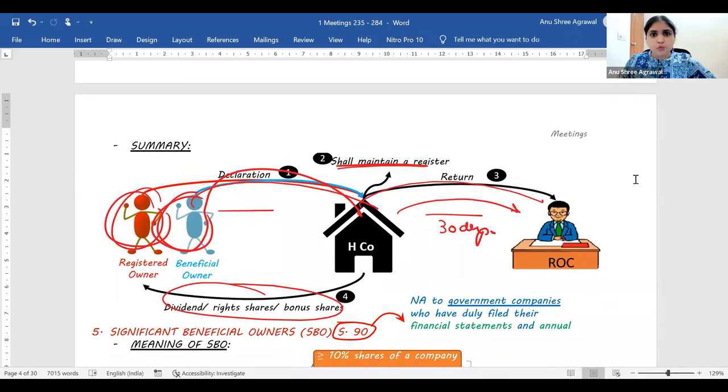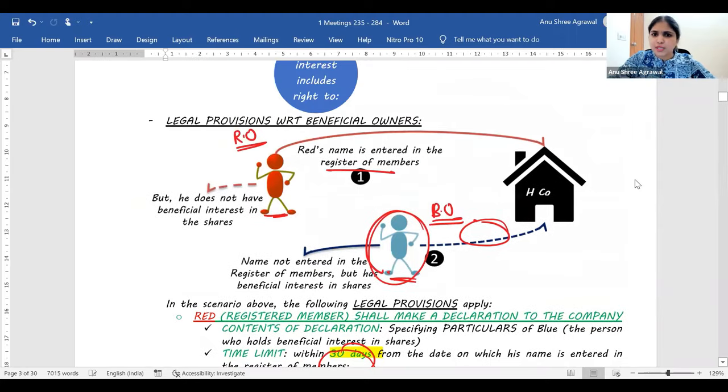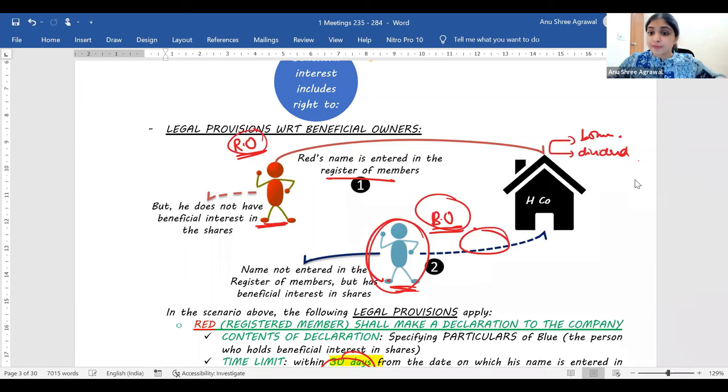Red and Blue have both informed the company. Red has told the company Blue is the beneficial owner. Blue has informed the company that I am the only one who is actually enjoying the shares and not Red. Now, this company is declaring bonus shares and dividend. To whom will the company give? To Red or to Blue? To the registered owner or to the beneficial owner? The bonus and the dividend will all go to the registered owner only.